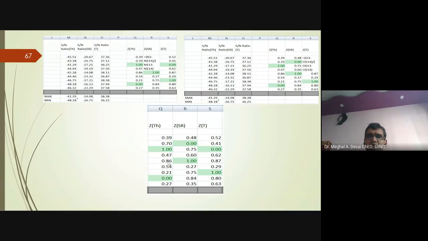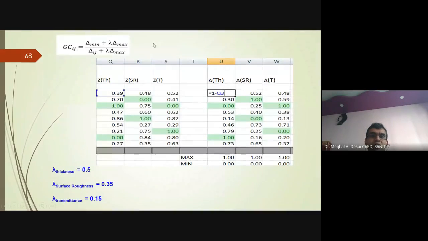So you have found Z value. Once Z is there, you need to focus on this equation where you need delta. Delta, we know that it is 1 minus Z value, so it can be easily computed. Again, we need delta max, delta min from this, and it is seen that max is 1, min is 0. Now lambda value for each one was given: thickness 0.5, roughness 0.35, transmittance 0.15. So I need to substitute over here in the equation.